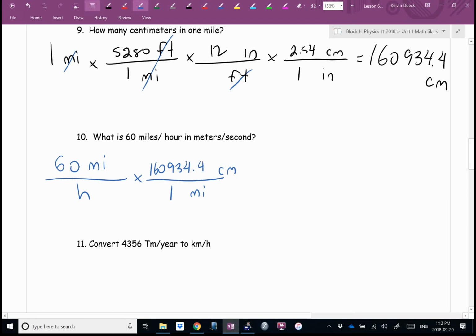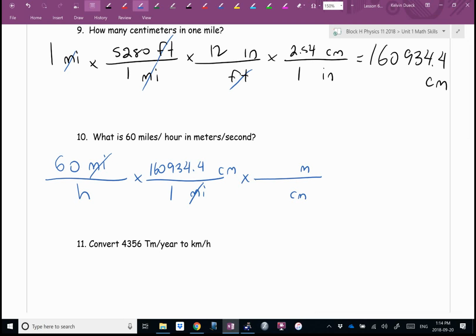160,934.4 is 1 mile. Because now I want to go from centimeters to meters. Where's the centimeters going to go? On the bottom. Meters is going to go on the top. Centi is what? Where's the 100 going to go? On the top, or in front of where there isn't a centi?